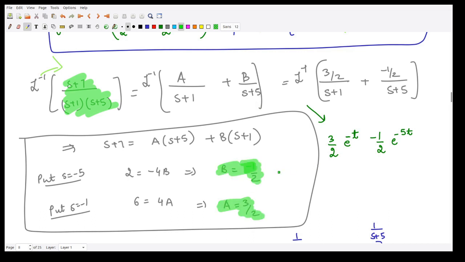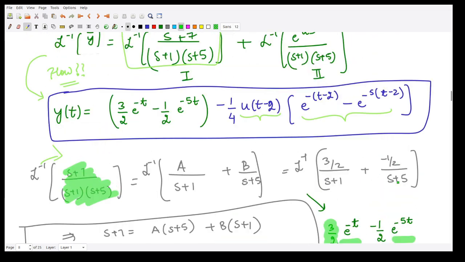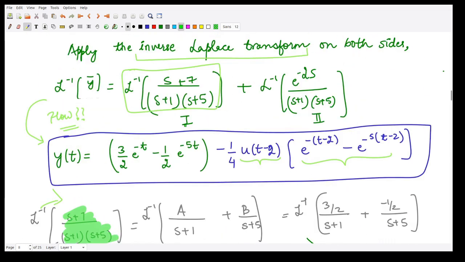Once you obtain these coefficients, you apply the inverse Laplace transform. The 3/2 is a constant, so it would come outside. The inverse Laplace transform of 1 / (s + 1) is equal to e^(-t), and according to the formula, the inverse Laplace transform of 1 / (s + 5) is equal to e^(-5t). So this is the inverse Laplace transform for this particular function. So we end up here.